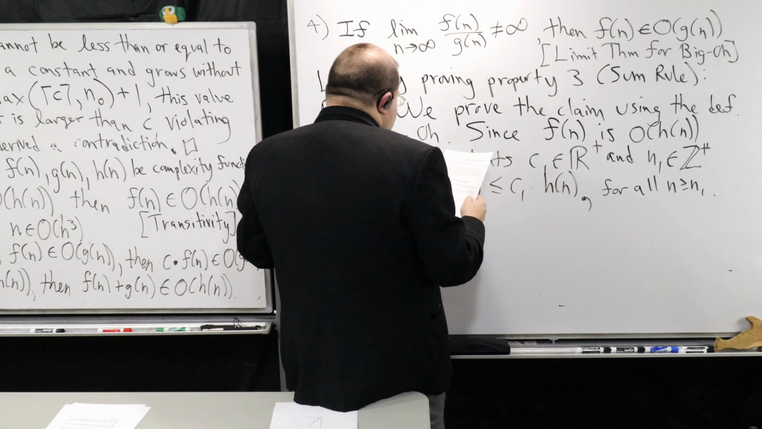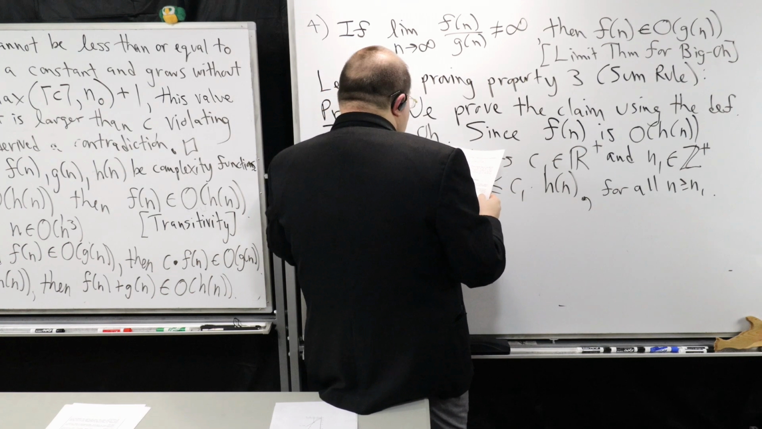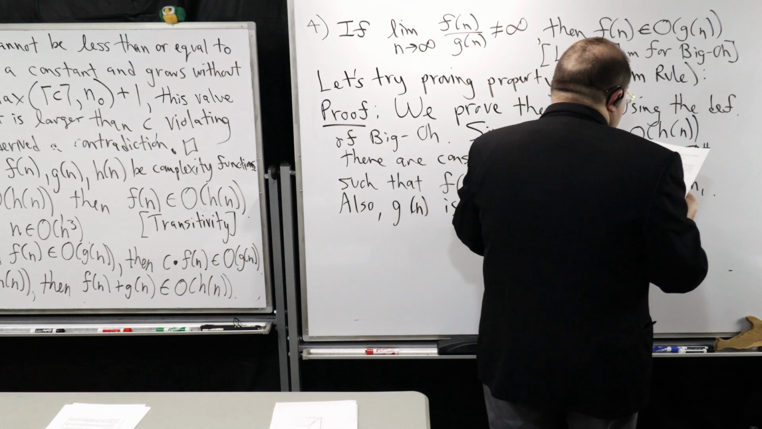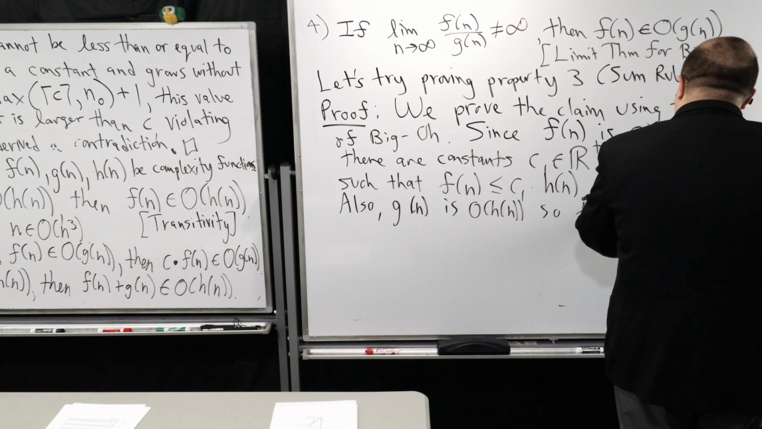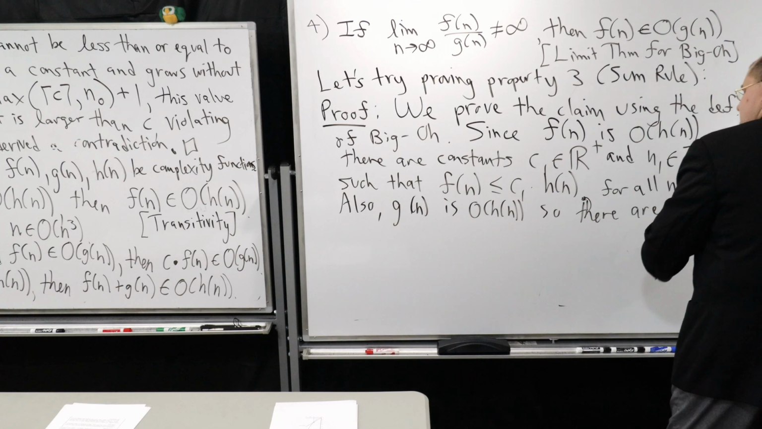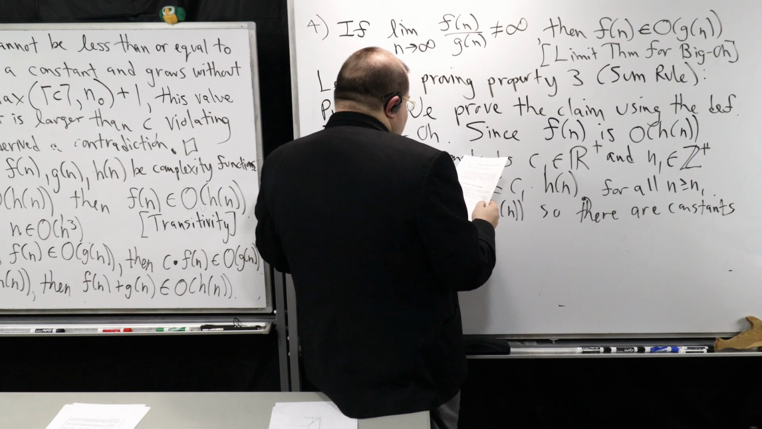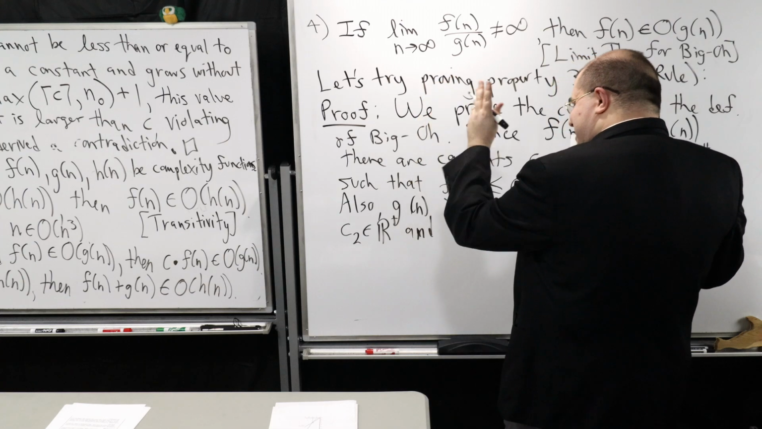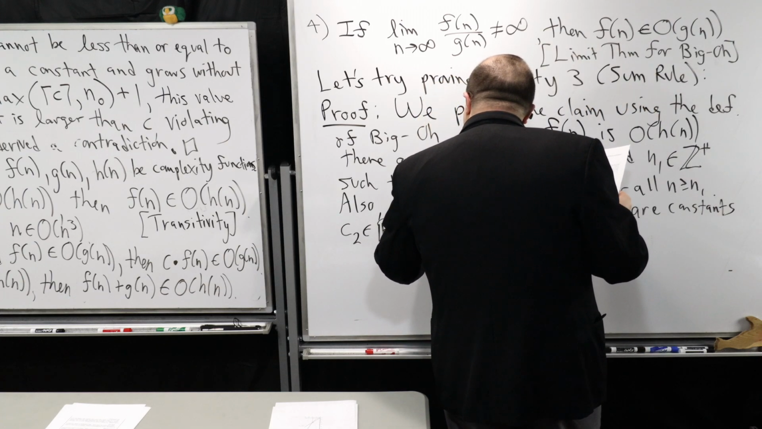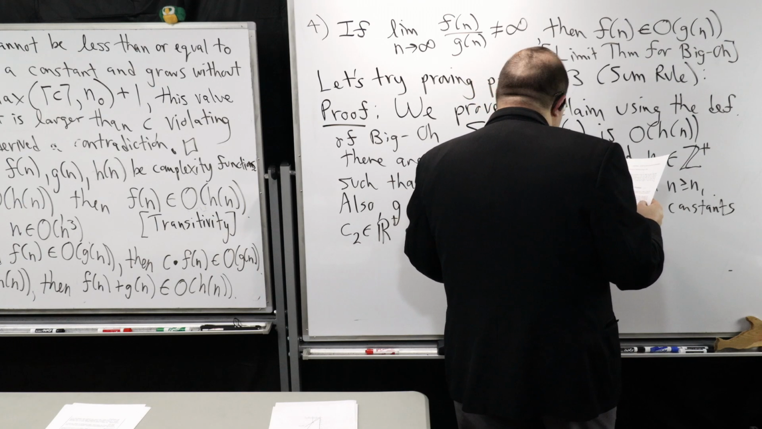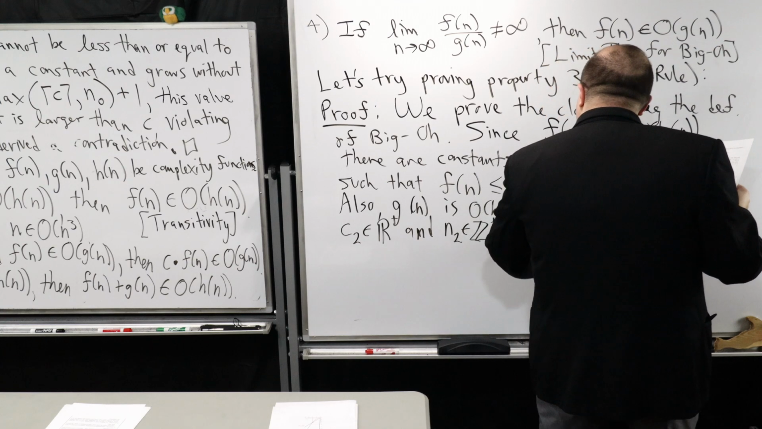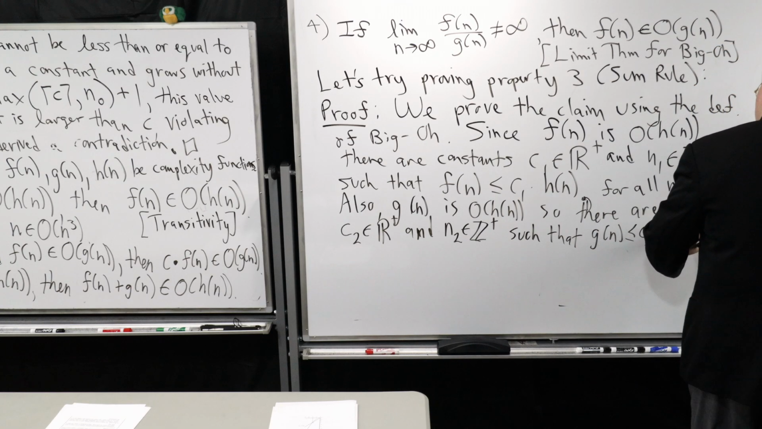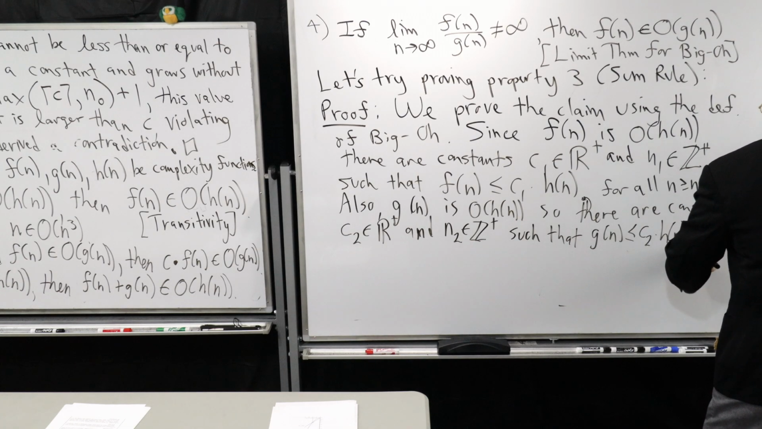I can invoke the other part of the conditional statement. So now I could say also g is big O of h. So there are constants, and I'll call it C2, just to keep it simple. C2, which is going to be a positive integer. Sorry, not positive integer, positive real number. Gotta make sure you get these two constants right. C2 is a positive real number, and N2 is a positive integer, such that g of n is less than or equal to C2 times h of n. And this is for all n greater or equal to n2, right?